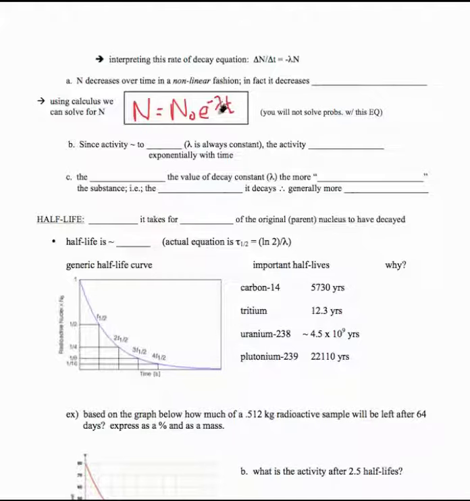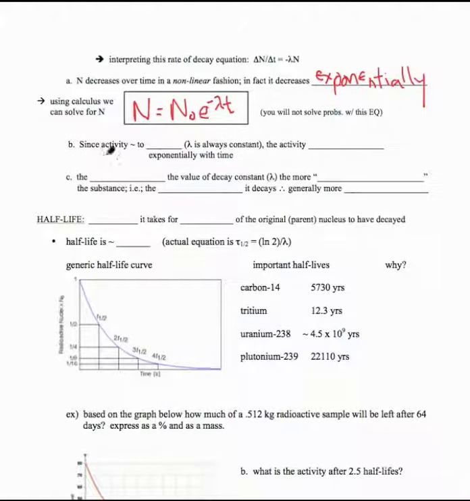Okay, and so the lambda is important for determining how quickly something is going to decay, but we see that as time increases, N is going to decrease in a nonlinear fashion. In fact, it decreases exponentially. You might recognize that from pre-calc or calculus. We're not going to have to solve any problems with this equation specifically, but it gives us some insight about how a sample will decrease with time.